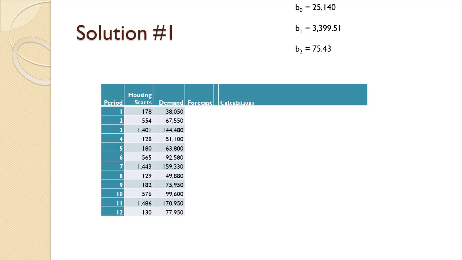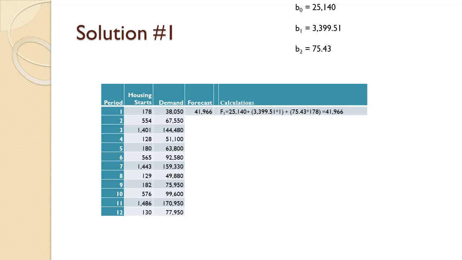As we saw from the printout, the intercept, or b sub 0, is 25,140. The period slope, or b sub 1, is 3,399.51, and the housing start slope, or b2, is 75.43. Now that we have the parameters to use with the data, we are ready to perform the calculations.